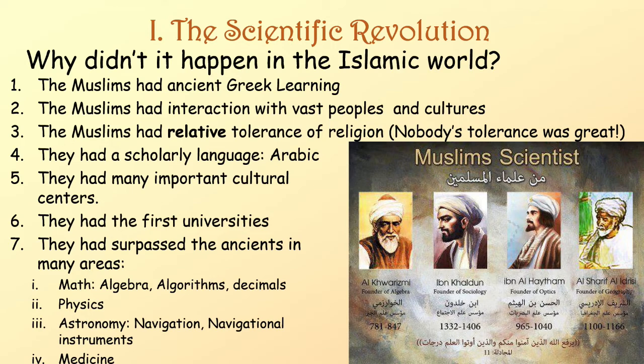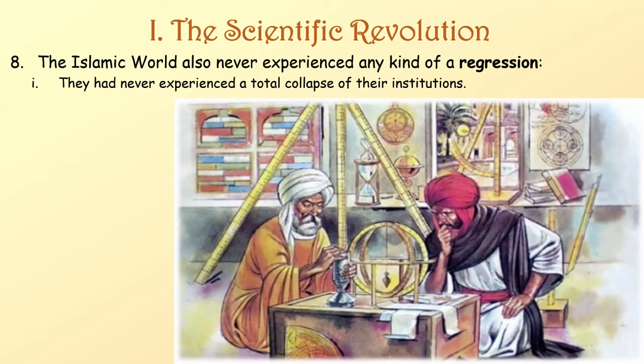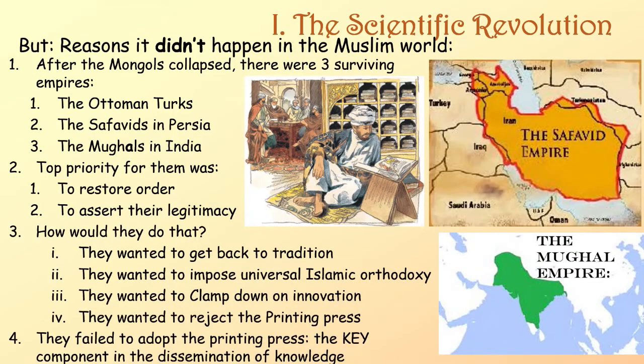They had surpassed the ancients in many areas: math, like algebra, algorithms, decimals, physics, astronomy, navigation, navigational instruments, medicine. The Islamic world also never experienced any kind of regression like Europe did. They had never experienced a total collapse of their institutions. But there were reasons that it didn't happen in the Muslim world.